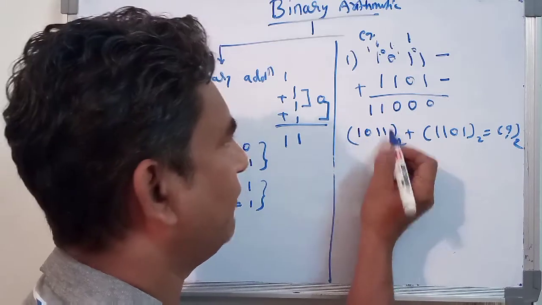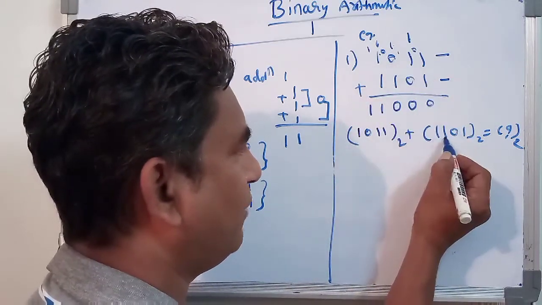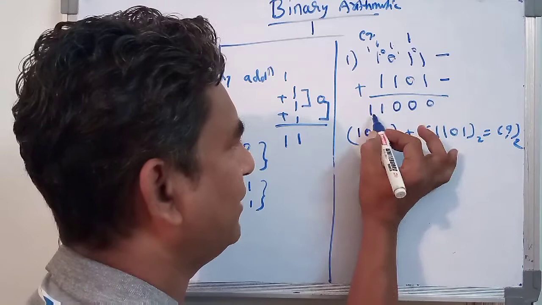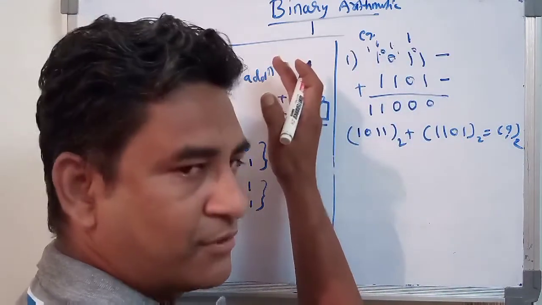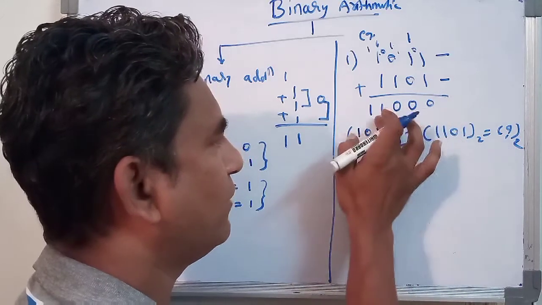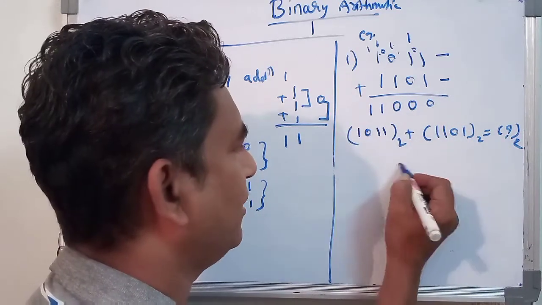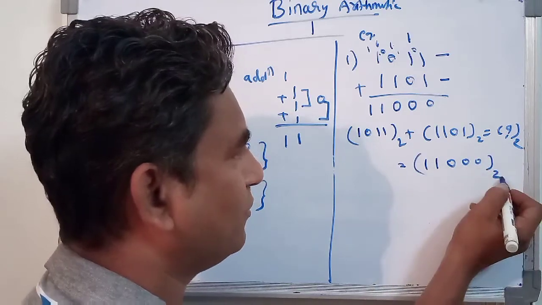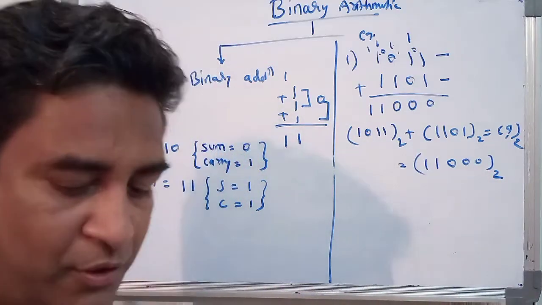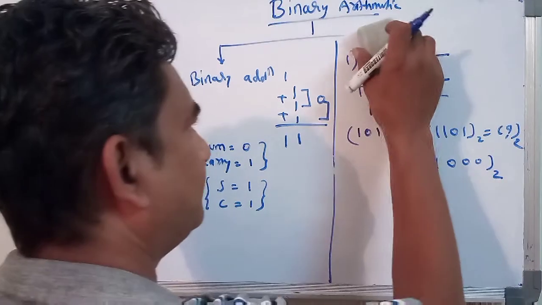So this 1011, 1101, then starting from the first bit to the last bit, 00011. So at the last you have to write down 11000 with a base 2. Okay, you may try another example also.